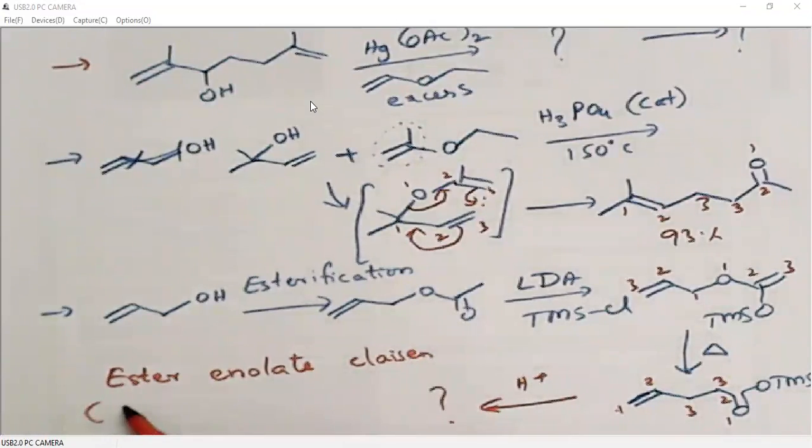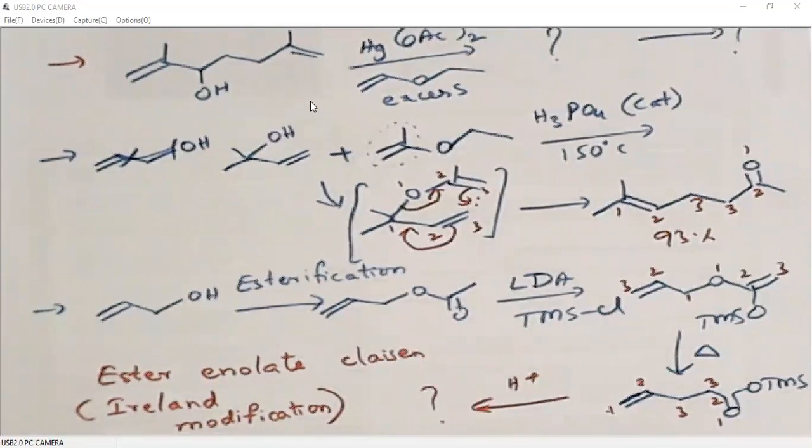It is an Ireland modification of Claisen rearrangement. Right. So using Claisen rearrangements, we can prepare aldehydes, we can prepare ketones, we can also prepare carboxylic acids.